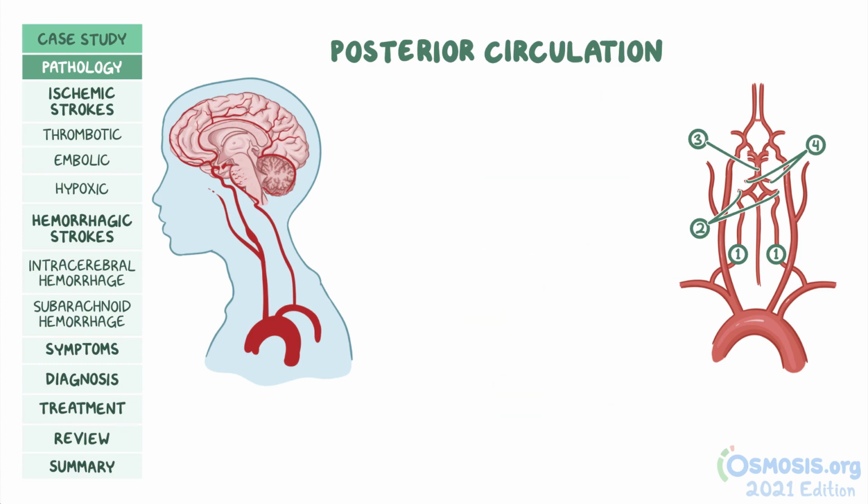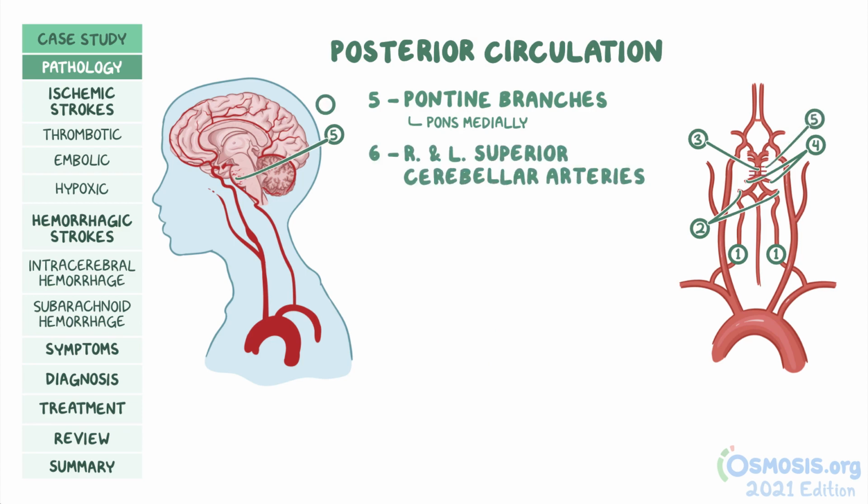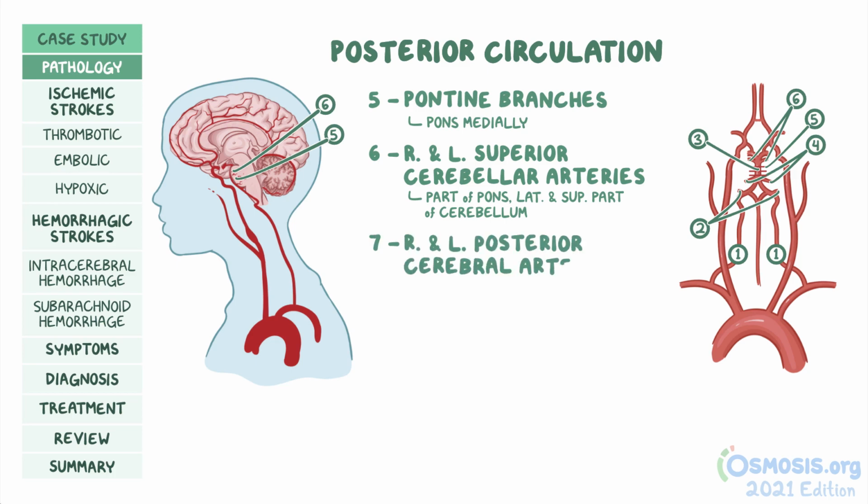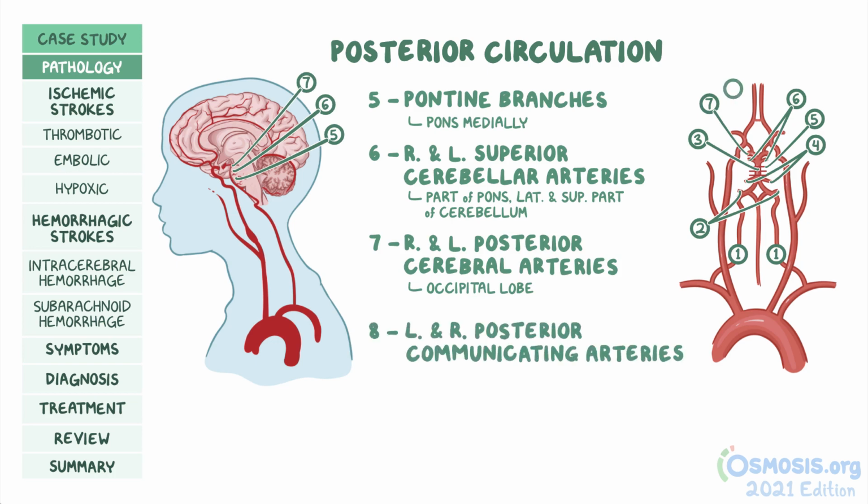Now, going up towards the midbrain, the basilar artery also gives off a few pontine branches, which supply much of the pons medially, as well as the right and left superior cerebellar arteries, which supply a part of the pons laterally and the superior part of the cerebellum. The basilar artery also gives off the right and left posterior cerebral arteries, which supply the occipital lobe. Both of these arteries give the left and right posterior communicating arteries, which merge with the internal carotid arteries, thereby closing the posterior portion of the circle of Willis.